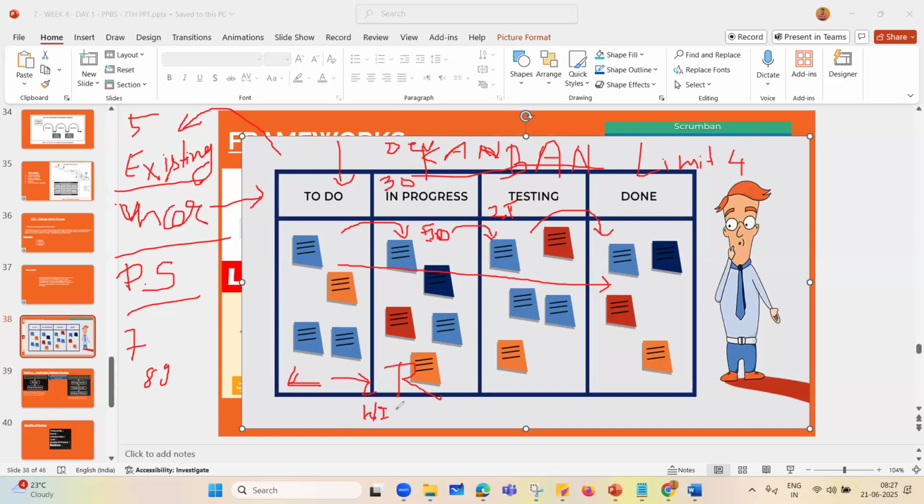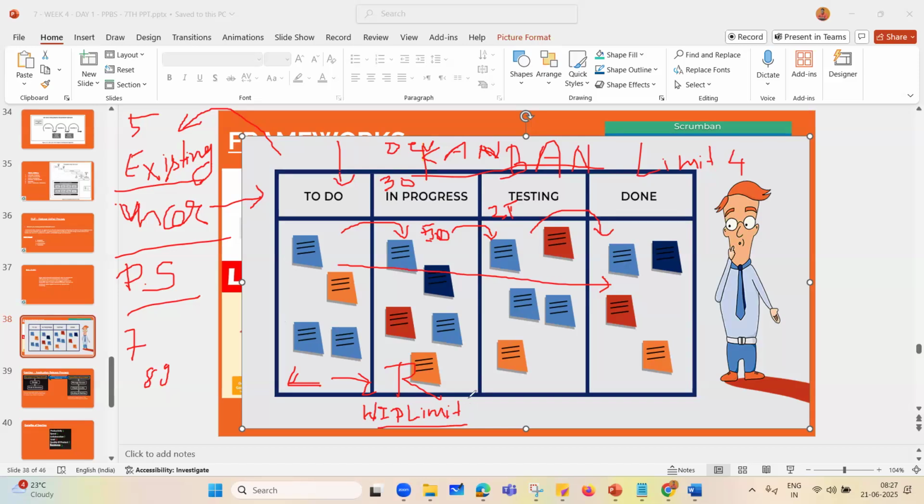What is the concept? WIP limit. Work in progress. WIP limit means work in progress has to get a limit. So what is the formula? How can the WIP limit be established? How do you define a WIP limit? Is there any formula? Any idea, anyone?